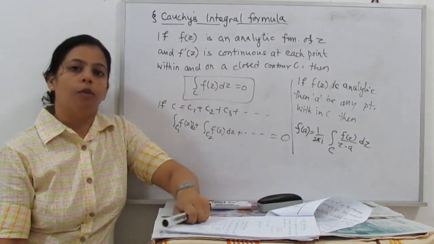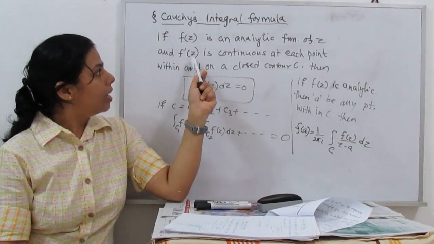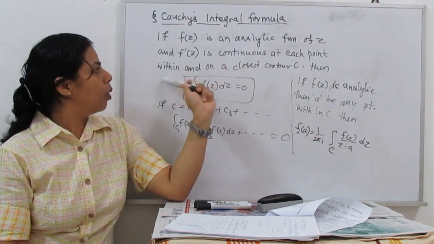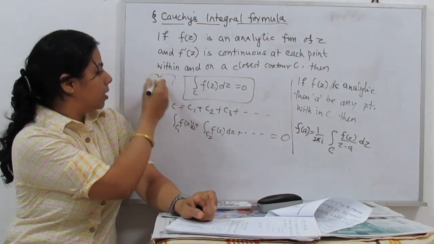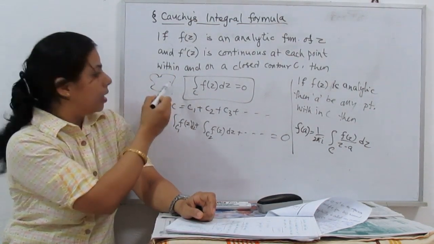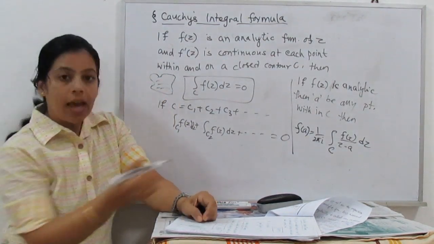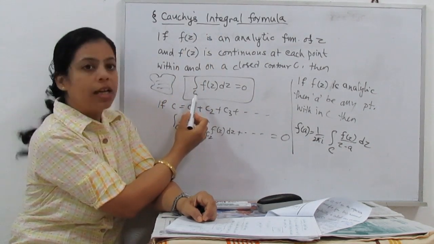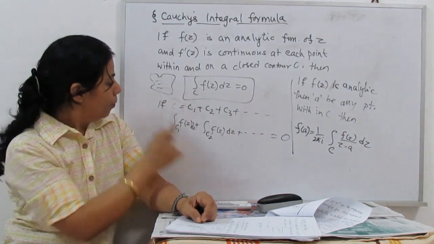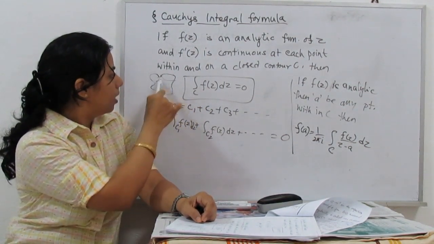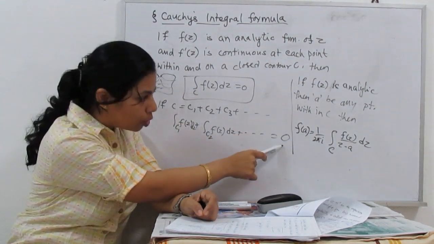If function f(z), what we learned already, is an analytic function of z and f'(z) is continuous at each point within and on the closed contour, if we have this region C, then it will be analytic within the region and on this boundary. Then Cauchy's integral formula is given by the integral over C of f(z) dz equal to 0. If C is divided into many parts C1, C2, C3, then the sum of all integrals is also equal to 0.